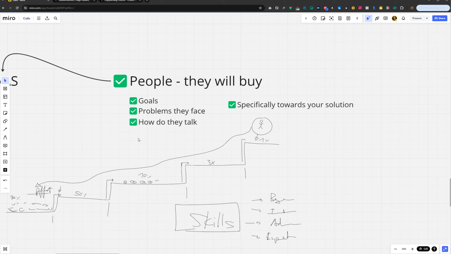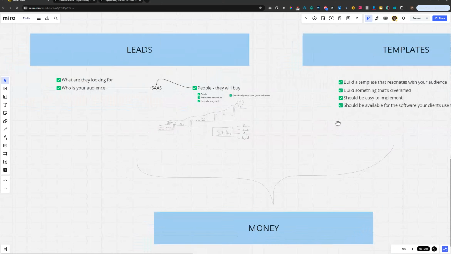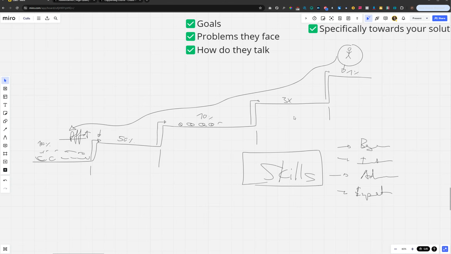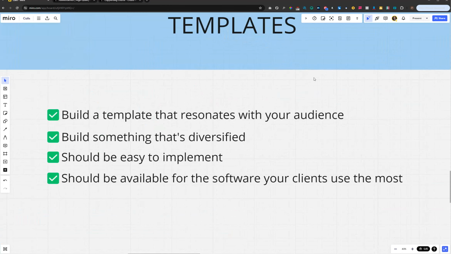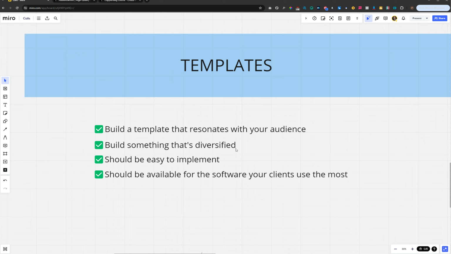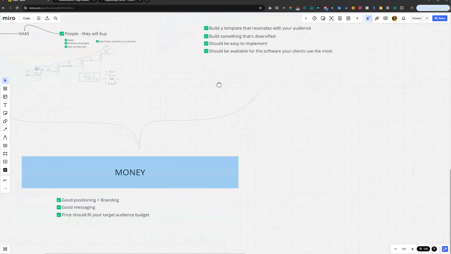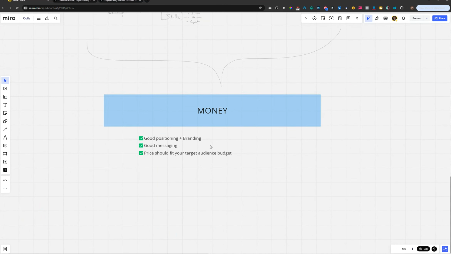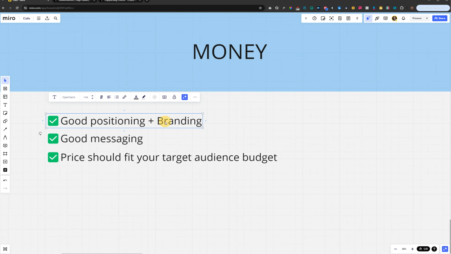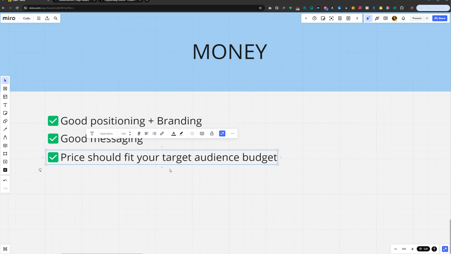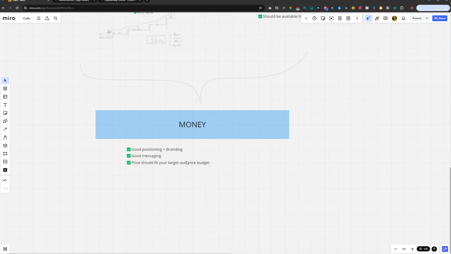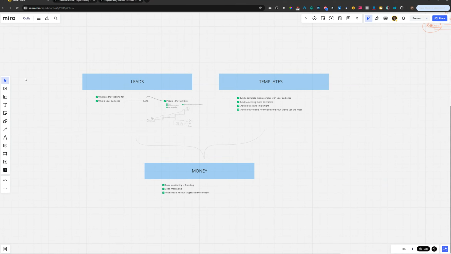Okay? So if they talk the exact same way as your offer, then understand the effort it takes to grow from there. Then build a pretty kick-ass template that resonates with your audience, that's diversified, that should be easy to implement and feels like it, and is available on the software that your clients are most used to and want to work with. And then, with good positioning, work on your positioning, on your branding, on your messaging, and try to see if the price is right for the audience. If it is, amazing. If it's not, then you need to readjust all that stuff.